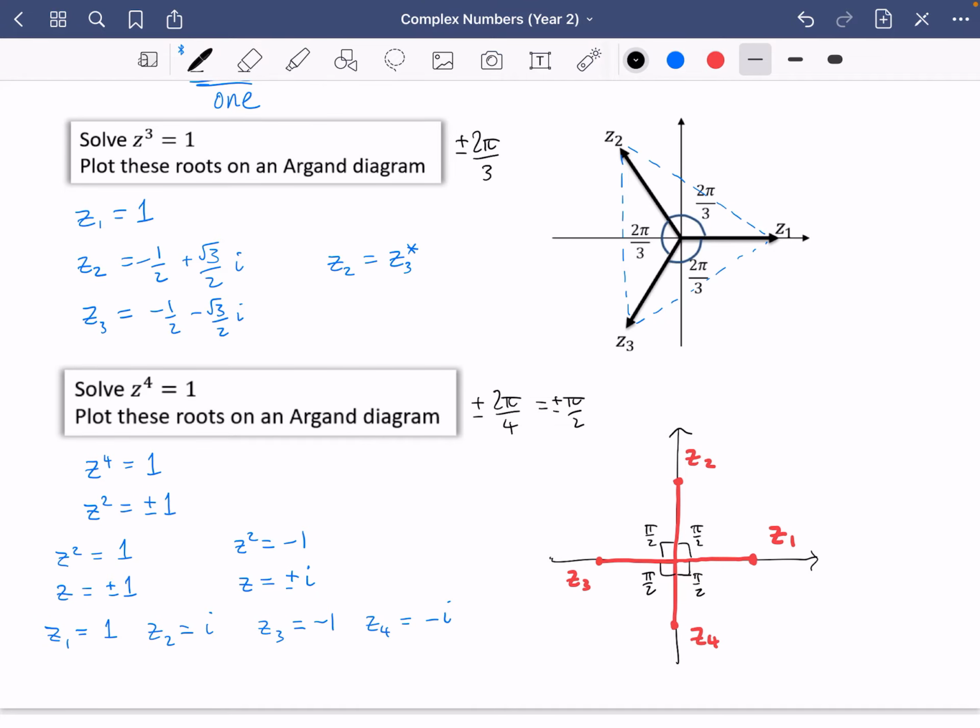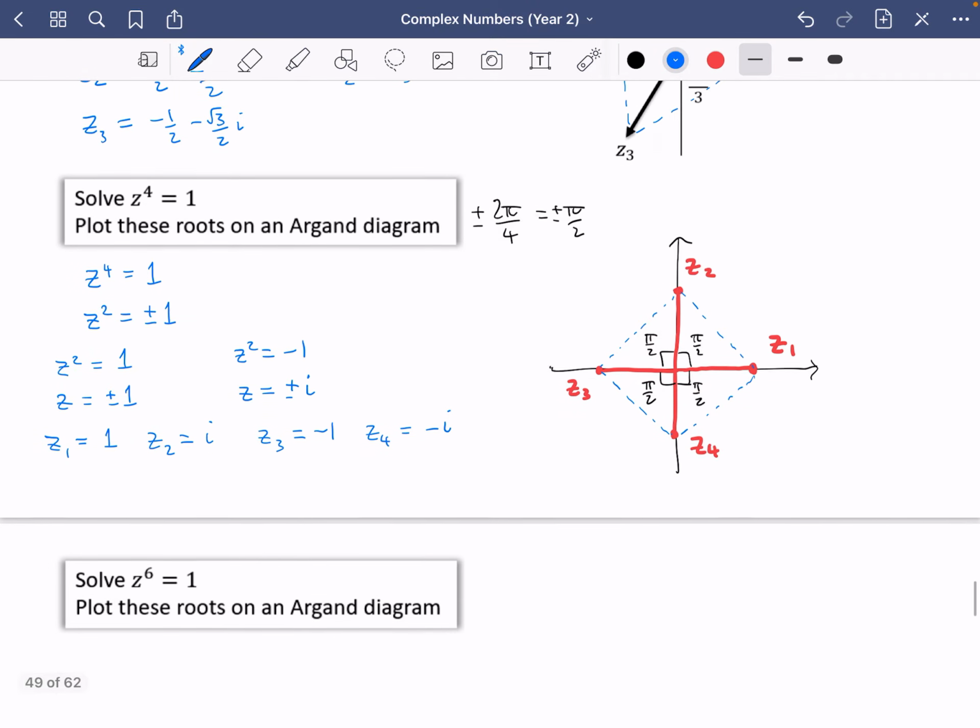And if I do what I did with the previous diagram, and I connect these together, I'm hoping you can see what shape we've got here. A square. A perfect square. Okay, we're going to do another one of these.